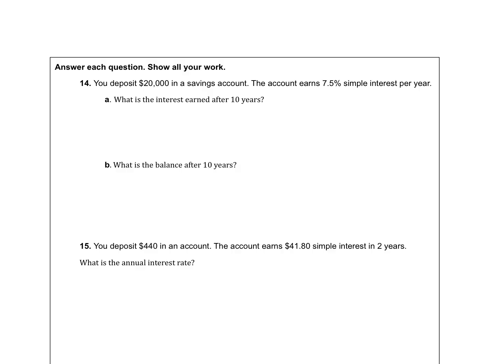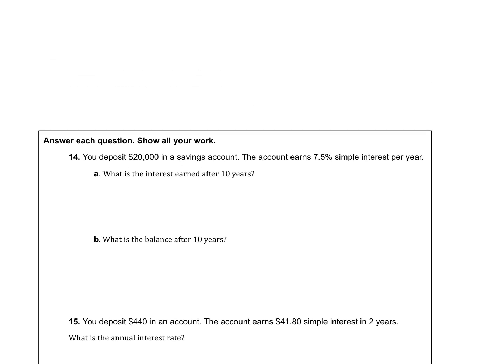All right, 14, 15, and 16 all have to do with our interest equation, which looks something like this. Interest equals principal times rate times time. It says you deposit $20,000 into a savings account. It earns 7.5% simple interest. What is the interest earned after 10 years? Okay, so I'm looking for I. I know that I put in a principal of 20,000 and I get a rate of 7.5%. I'm looking at a time of 10 years.